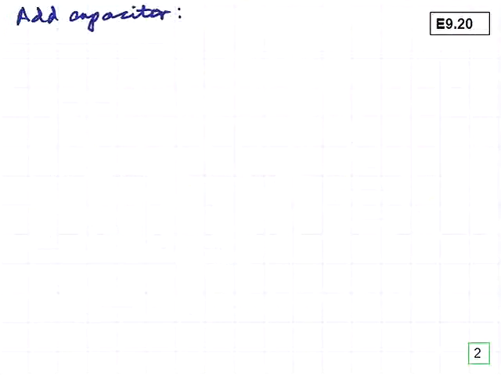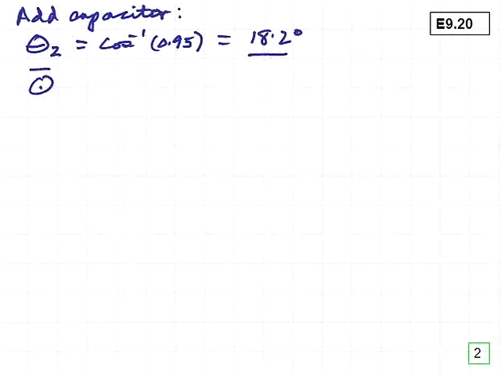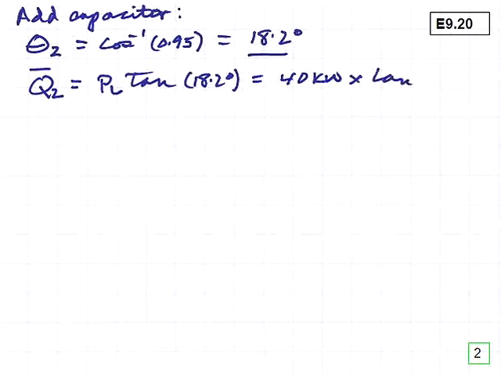Now we'll add a capacitor in parallel with the load. The new angle that we're interested in, theta 2, is equal to the inverse cosine of the new power factor, 0.95, and that's equal to 18.2 degrees. So the new reactive power with this capacitor in place is equal to the load power times the tangent of this 18.2 degrees now, and that is equal to 40 kilowatts times the tangent of 18.2 degrees, or Q2 is equal to 13.147 kilovars.